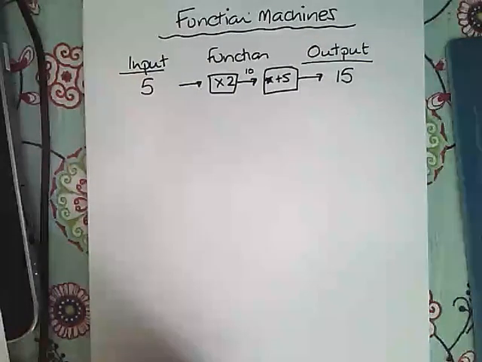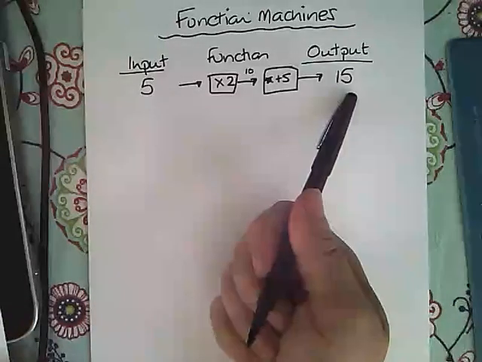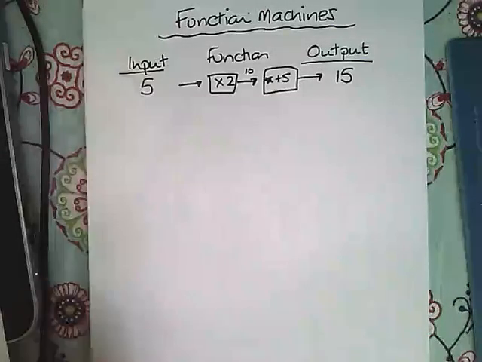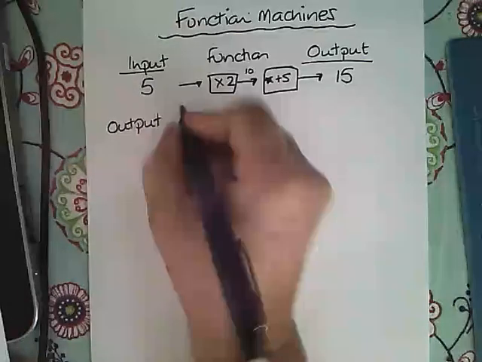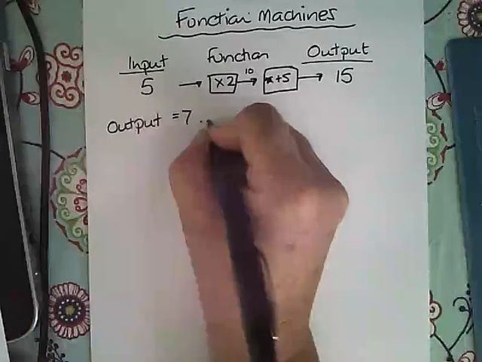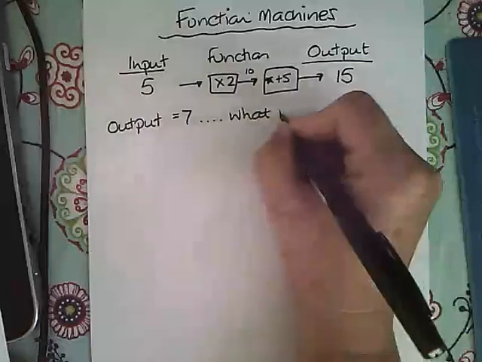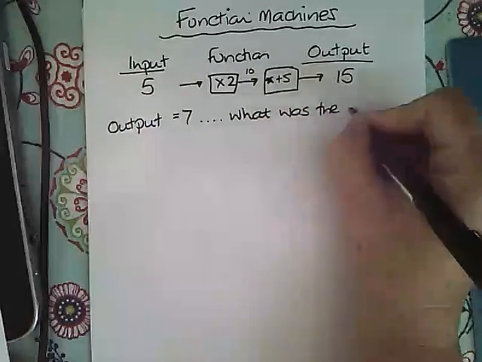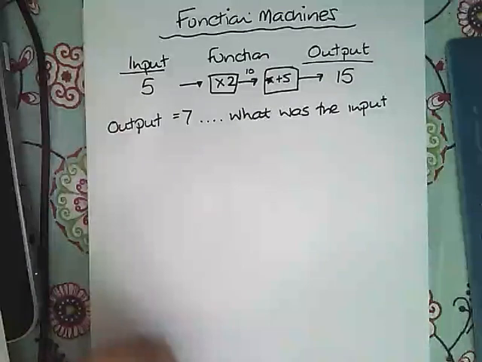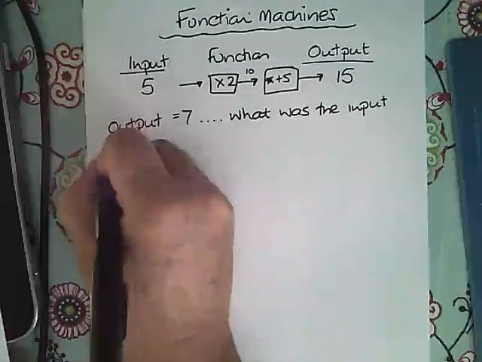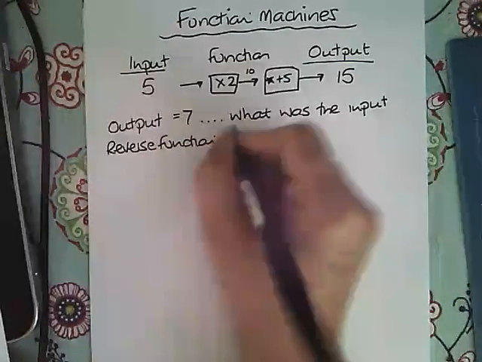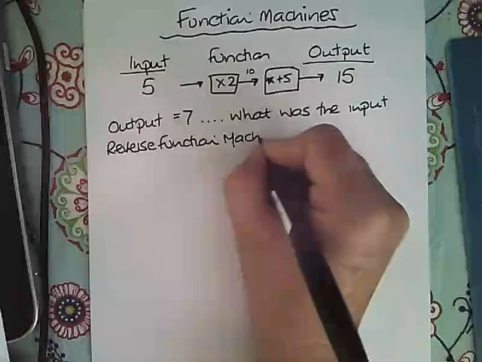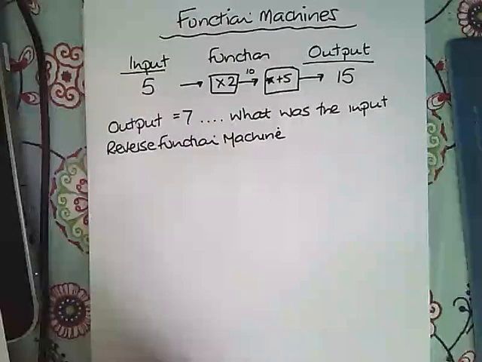You might be asked a question where you are told what the output is, and you have to work out the number that was started with at the beginning of the function machine. So if I had this question, if I'm using the same function machine and the output was equal to 7, and I want to know what was the input, I have to put together what's called a reverse function machine. Sounds really complicated, but actually it's really quite straightforward, and we're just looking at opposite operations.